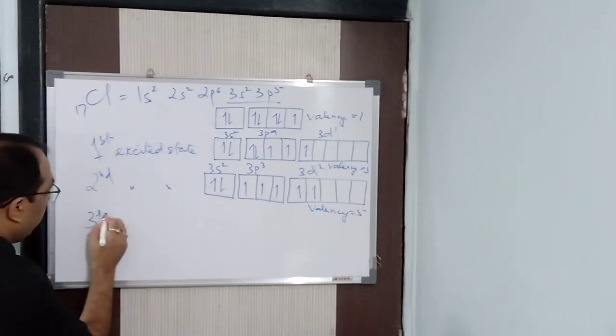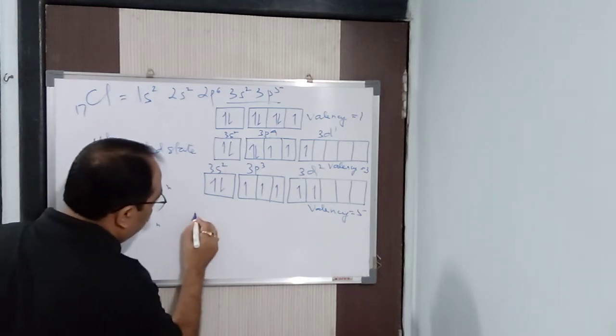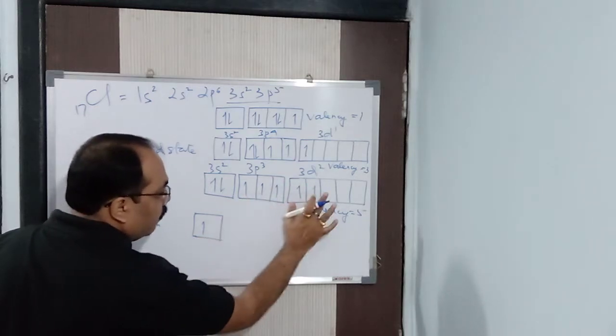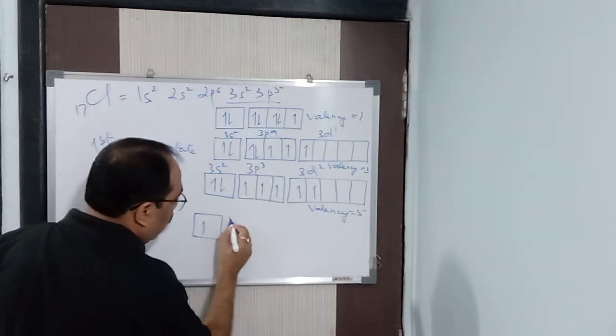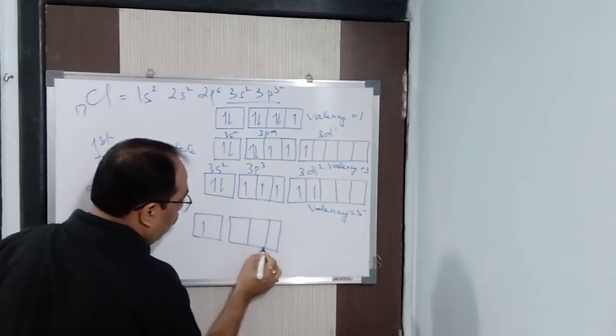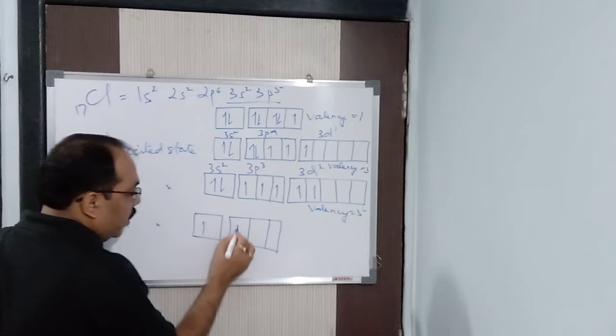Now, in the third excited state, what is going to happen? Here it is 3s, 1 electron. Now, p subshell, all are unpaired. We don't have any paired electrons. Got it? Now, it will come to the s subshell. S subshell, one pair is there. Got it? So, 1 electron from here will jump.